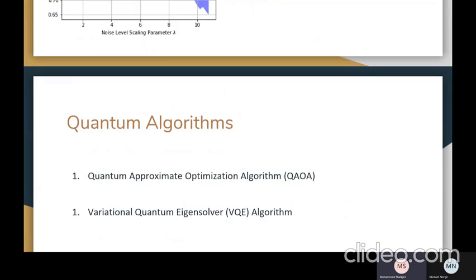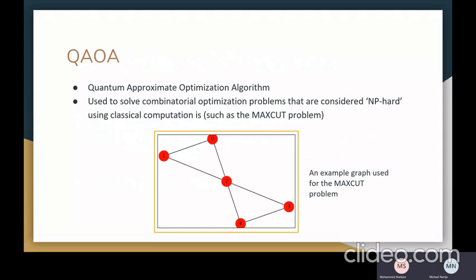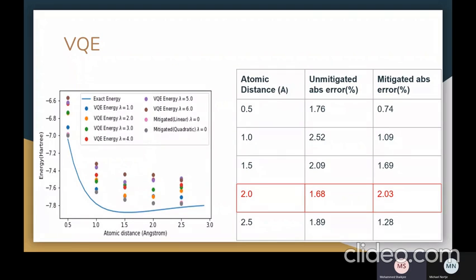In addition to randomized benchmarking, real-world feasibility was demonstrated on two widely used quantum algorithms, namely QAOA and the VQE algorithm. QAOA is used to solve combinatorial optimization problems that are considered NP-hard using classical computation, such as the max-cut problem. The VQE algorithm was used to simulate the ground state energy of the molecule lithium hydride at different atomic distances. The table shows a reduction in error.